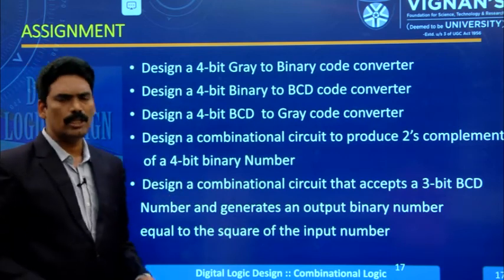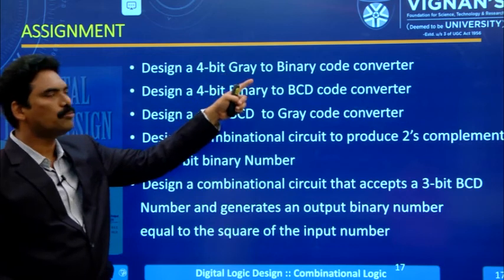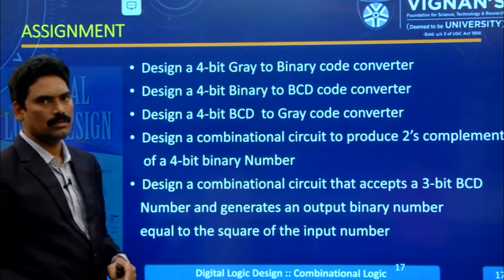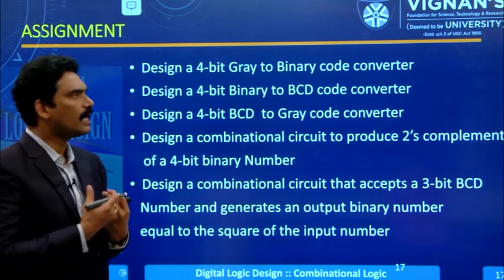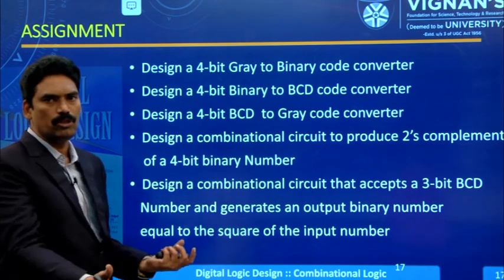You try to answer this one. First one is design a 4-bit gray to binary code converter. Okay. First, what is the left hand side? Here we have gray code, and we have to convert that gray code to binary code. Okay, we know that one.